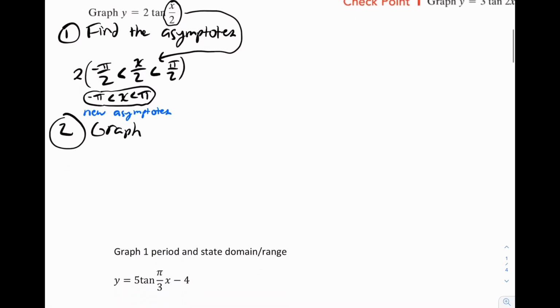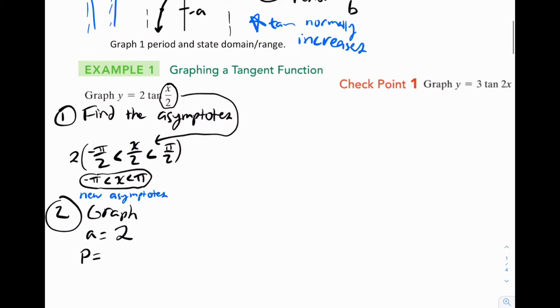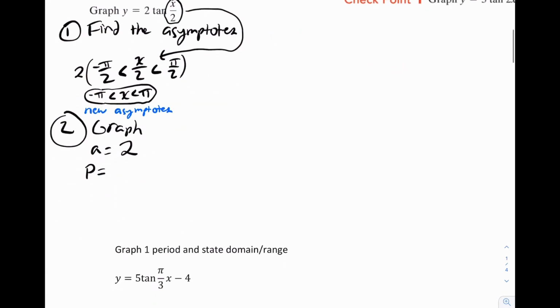Now the graph, there are a couple facts we need. We need the a value. Some people call it amplitude. It's the same idea as a sine and cosine. It's just absolute value of the number in the front. So in this case, it's 2. And then the period, just do our new formula. That's pi over b. So in this case, it would be 2 pi. And in case you're wondering how I did that, just recall you have pi over 1 over 2, and that would be 2 pi.